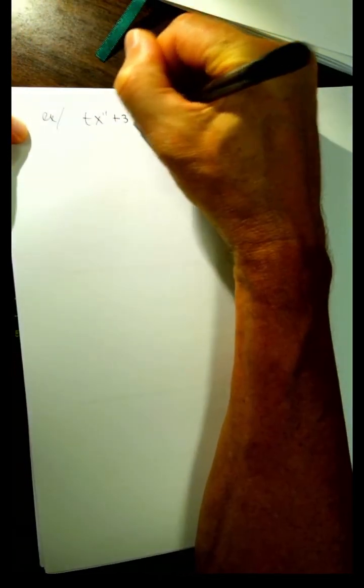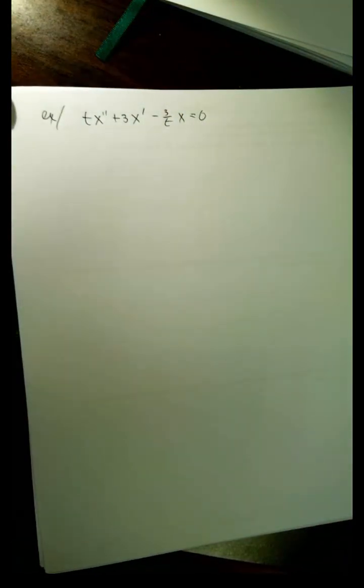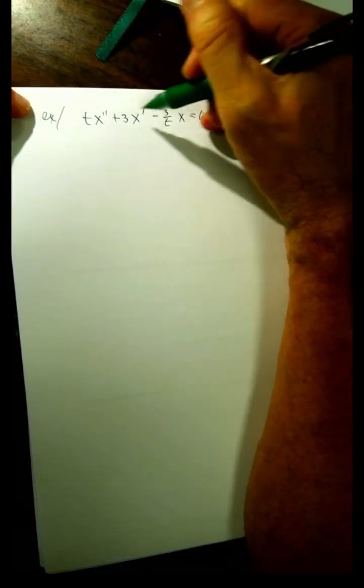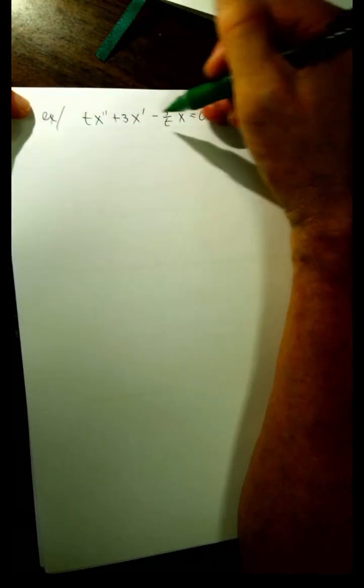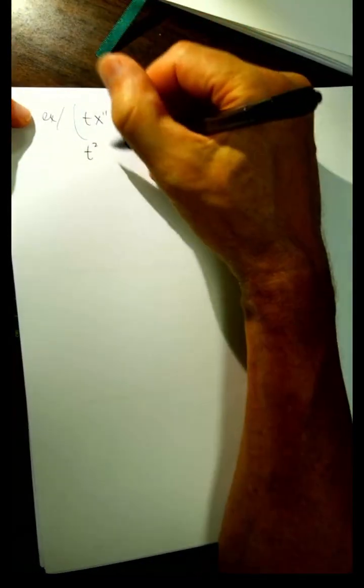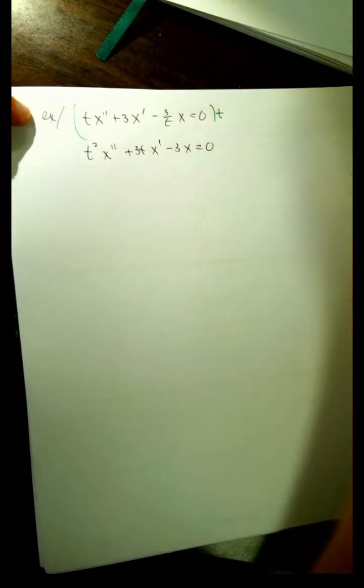Let's look at our next example. We have t x double prime plus 3x prime minus 3 over 2 x is 0. Again, the first step, anytime you see a differential equation, is to try to figure out what kind it is, and that's going to help guide us. So it looks like I've got descending powers of t by the derivative. So I'm going to multiply everything by t. If I distribute that t, I see it is now in Cauchy-Euler form, and I can do my assumption.